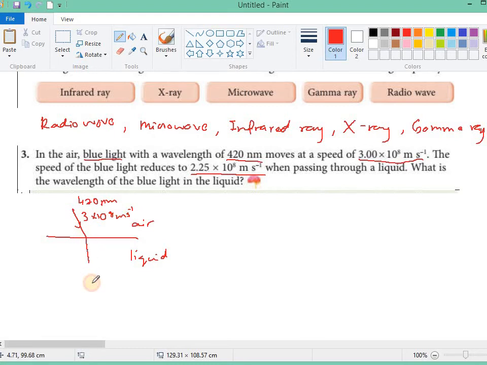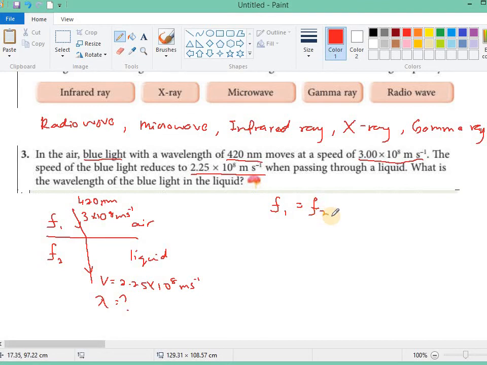When it goes into the liquid, what happens is the speed becomes 2.25 times 10 power 8 meter per second. Okay, so what is the wavelength? The wavelength is definitely going to change because the speed decreases, right? And what happened to the frequency? If this is frequency 1 in the air and this is frequency 2 in the liquid, the frequency is the same. The frequency doesn't change.